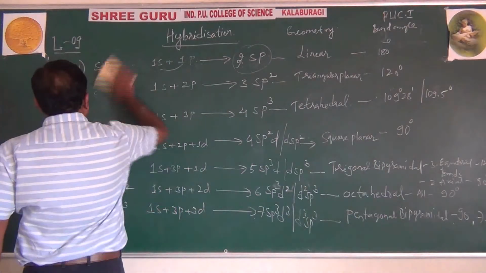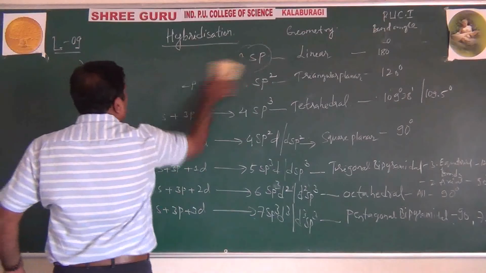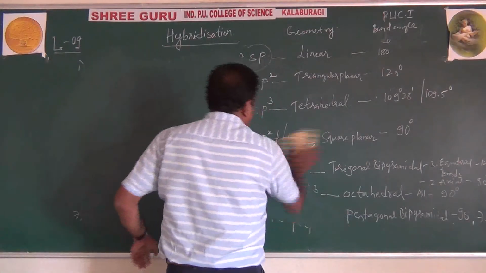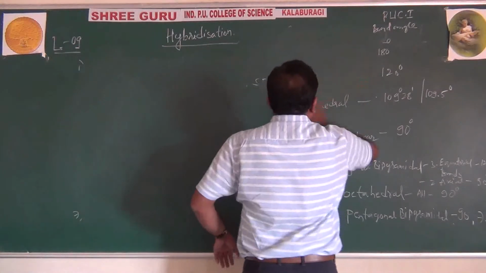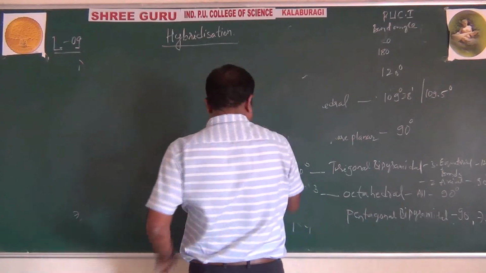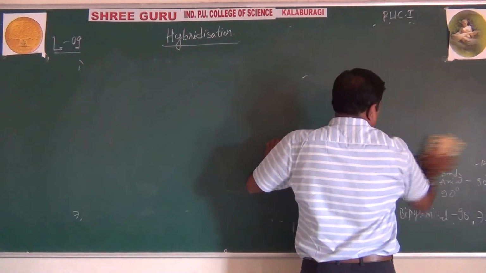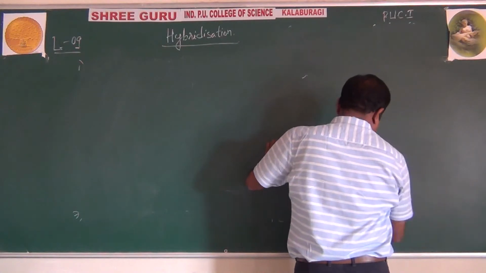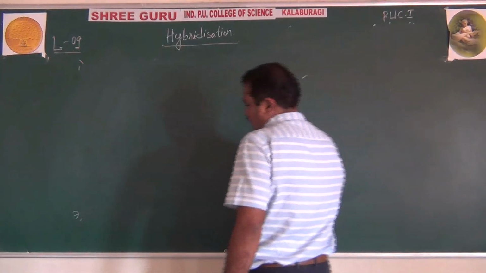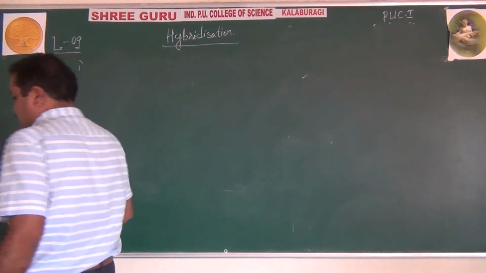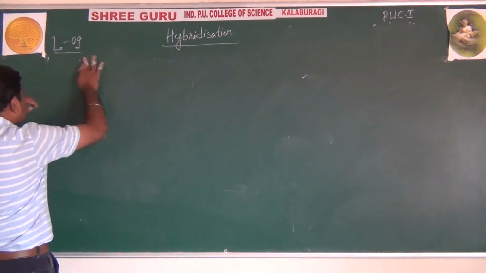First I will tell you that hybridization involves only S and P orbitals so that you should not get confused. This is in total, all hybridization including S, P and D orbitals. Once again, what is hybridization?